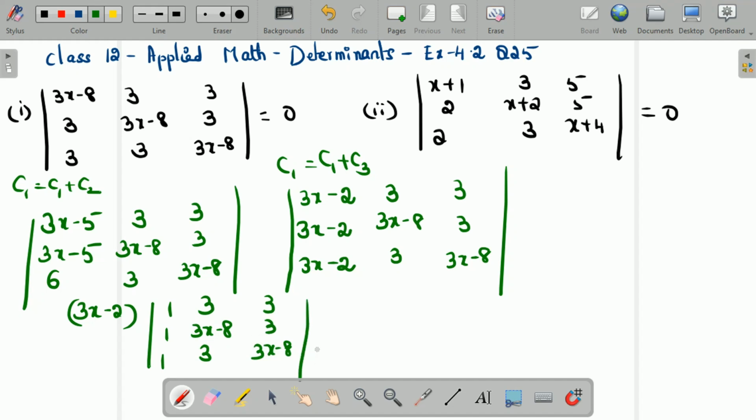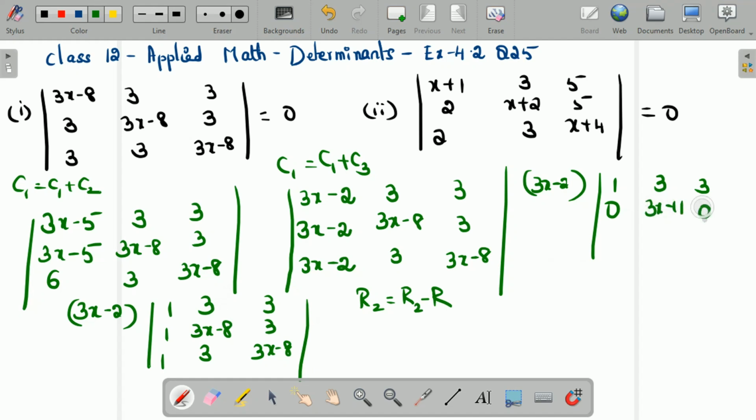Next transformation that we are going to make is going to be row-wise transformation. So let's do the first transformation. R2 is equal to R2 minus R1. So this will make the determinant 3x minus 2 into, remember the first row is as such, so 1, 3, 3. As for the second row, it is second minus first. So 1 minus 1 is 0. 3x minus 8 minus 3. So this is going to become 3x minus 11. The last entry in this row is going to become 0.